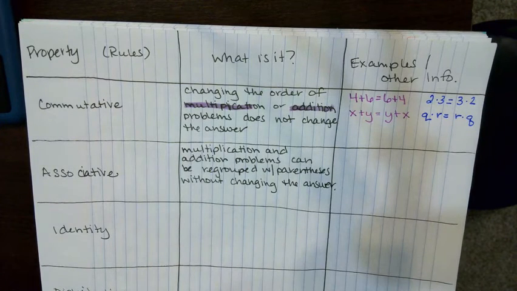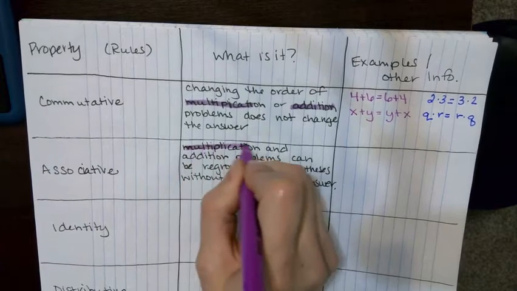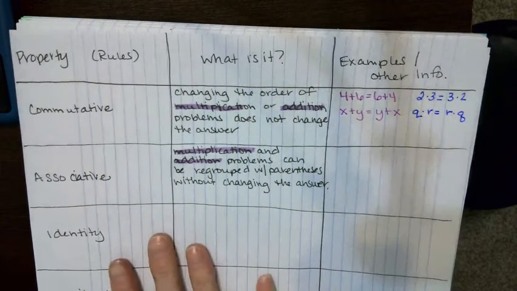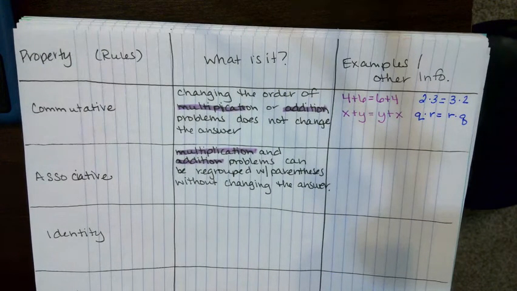Okay, now again, we're talking just multiplication and addition. You can't do this with subtraction or division. Let's look at a couple examples.